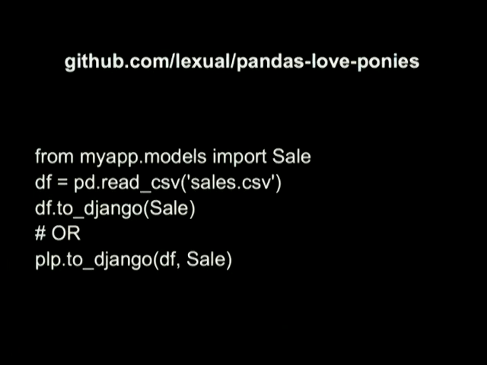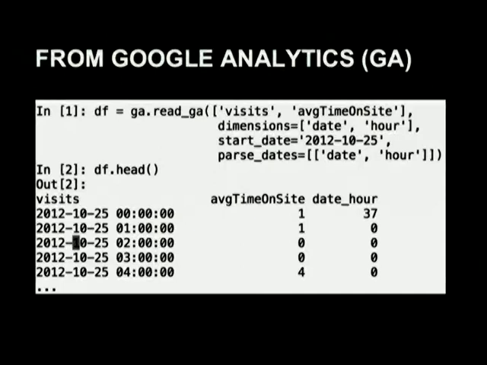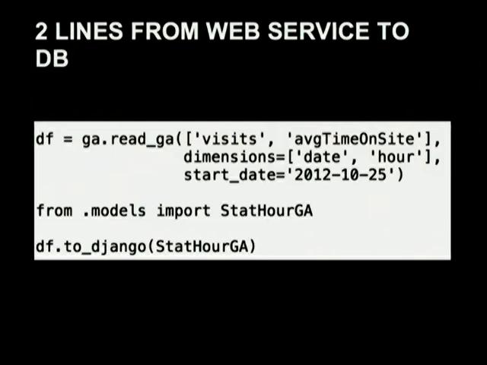So it's this easy to read, say, sales data from a CSV file, stick it into your database, the end. So some useful things you could do. Pandas has built-in Google Analytics. That's how easy it is to pull your data out of GA into a data frame. And so that's how hard it is to put GA data into your database. Pretty easy.